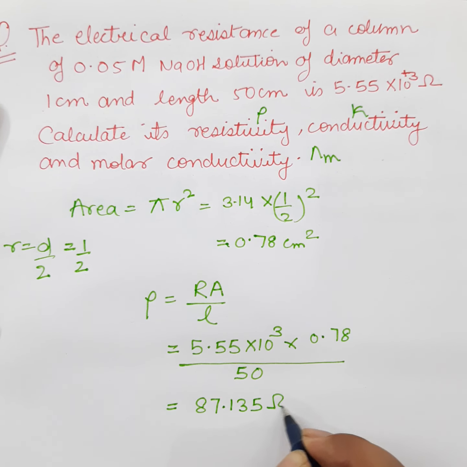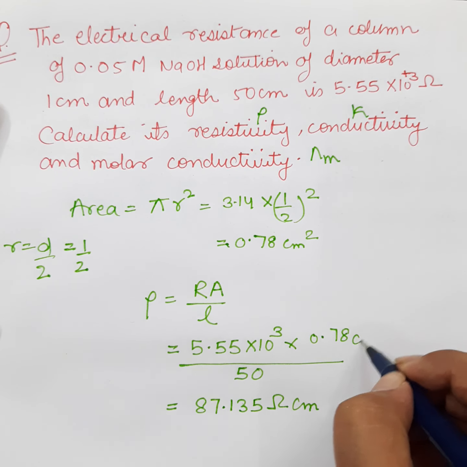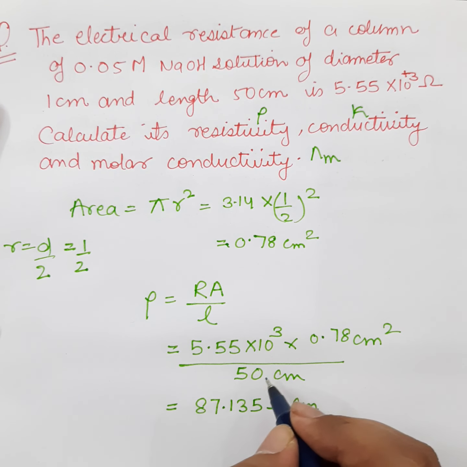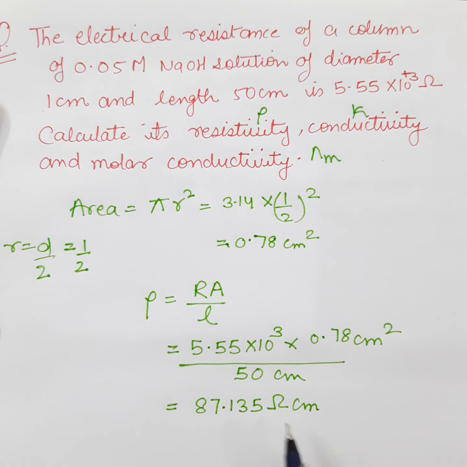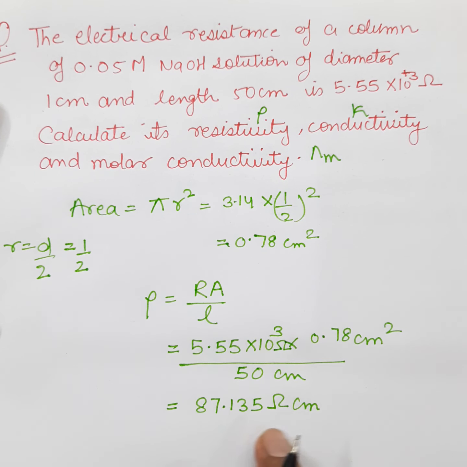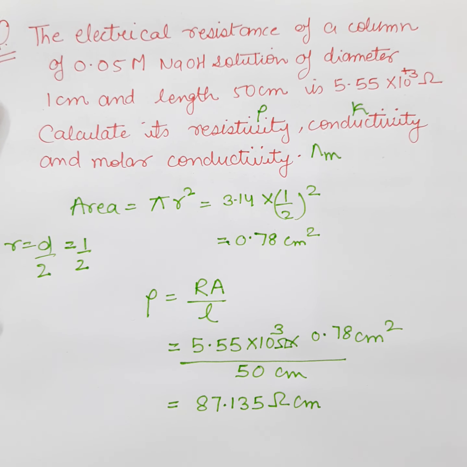87.135 ohm centimeter, because this is centimeter square and this is centimeter. So in numerator and denominator one centimeter is cancelled out, and the unit comes out to be ohm centimeter, because this R is known as resistance, its unit is ohm. I'm going to write it here ohm, so you are not confused. Ohm into centimeter. So that's why the resistivity is equal to ohm into centimeter. Now the next is to find the conductivity.